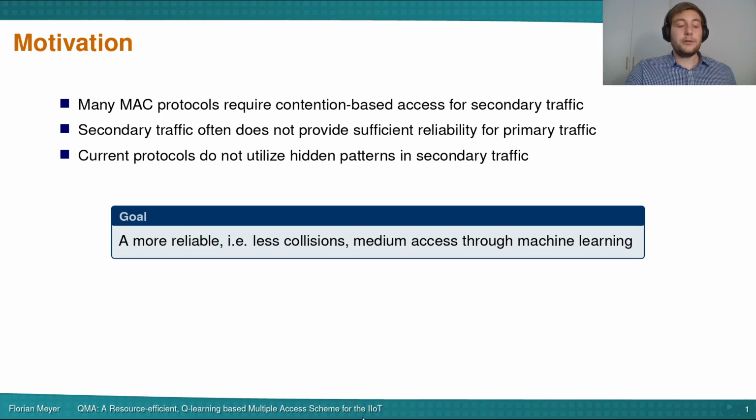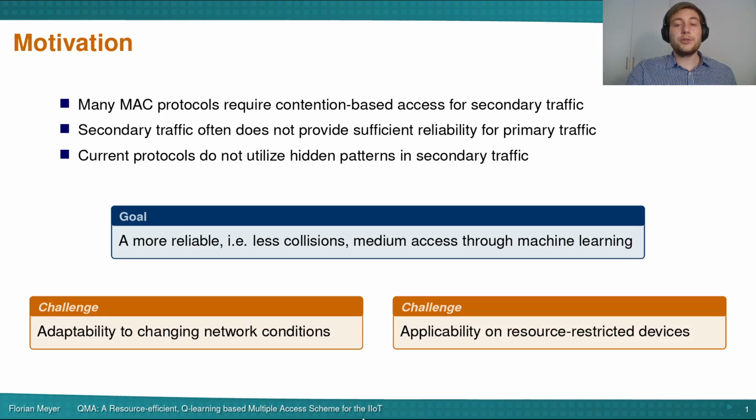When choosing a machine learning algorithm for this kind of application, there are usually two challenges. The first is the adaptability to changing network conditions, for example, node failure. Because of that, we cannot choose any pre-trained models. The second challenge is the applicability on resource-restricted devices, which basically means that we have to choose a very lightweight machine learning algorithm and cannot use any deep learning models like deep neural networks.